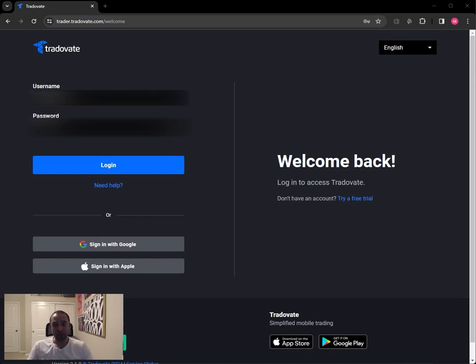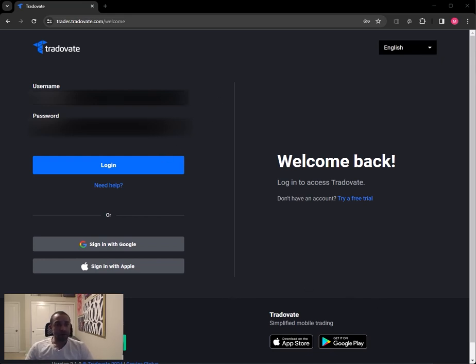So I typically trade on TradingView, which my broker is Tradovate, but I use the TradingView platform to execute my trades just because I like the charting better. But if you're not set up with TradingView, that's okay. You can just use Tradovate to actually execute your trades and to just use your demo account. So let's jump into it here.